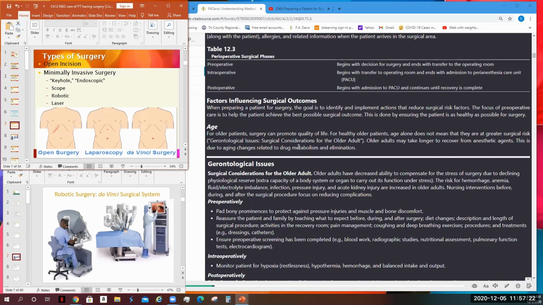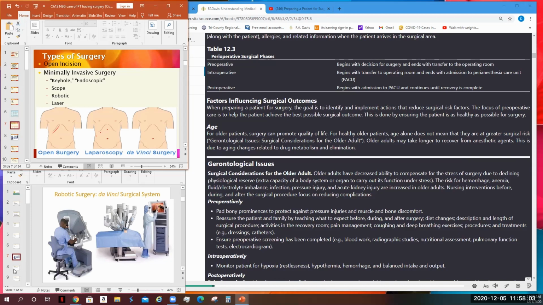Table 12.3 shows the perioperative surgical phases. The preoperative phase begins with the decision for surgery and ends with the transfer to the operating room. The intraoperative surgical phase begins with the transfer to the operating room and ends with admission to the peri-anesthesia care unit, or PACU. The postoperative surgical phase begins with admission to the PACU and continues until recovery is complete.